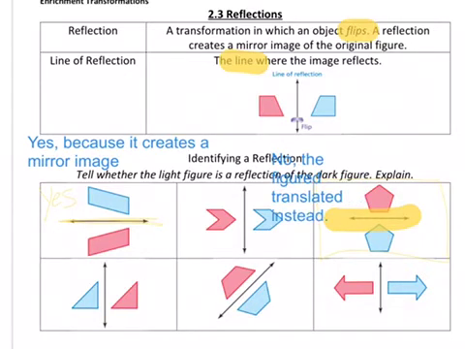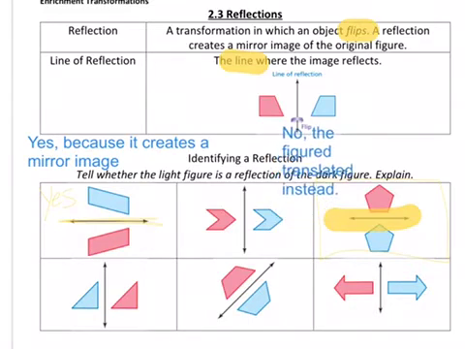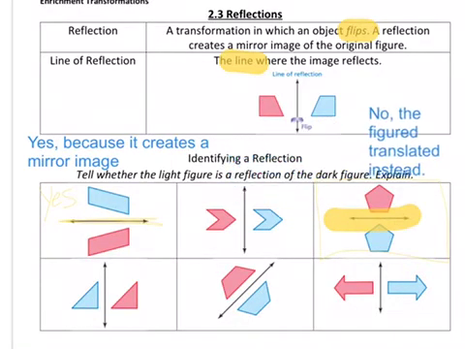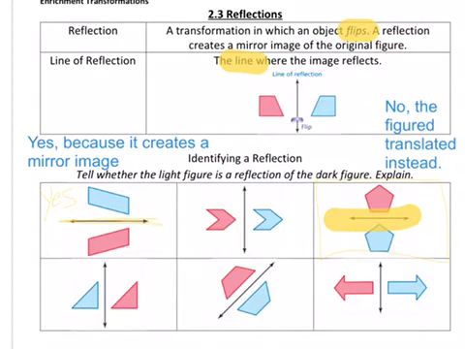So now we're able to use our other vocabulary from other lessons that we learned and see that, hey, it didn't reflect, it's not a mirror image, it actually just translated, it slid instead. Go ahead and do the other 4 examples on your own and see how you do.